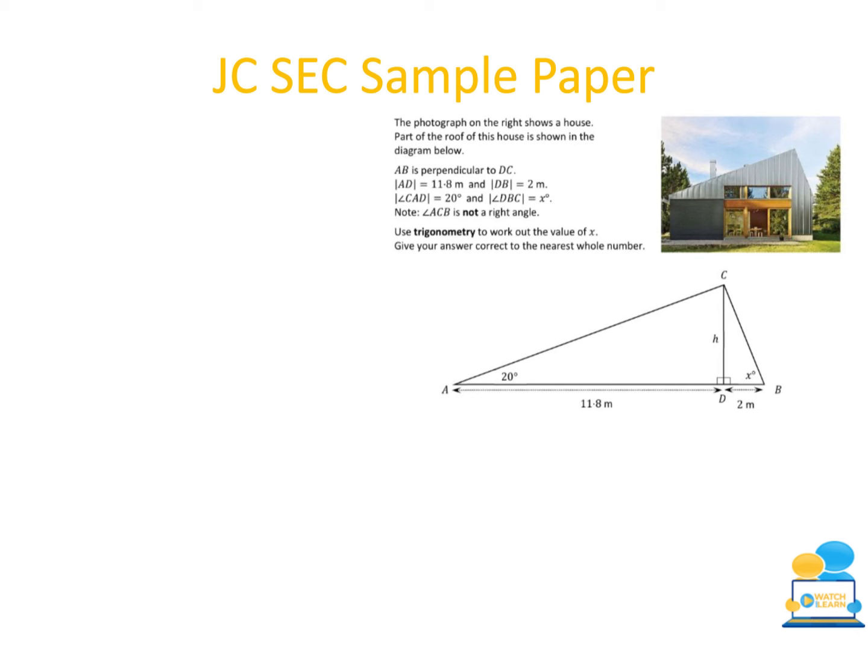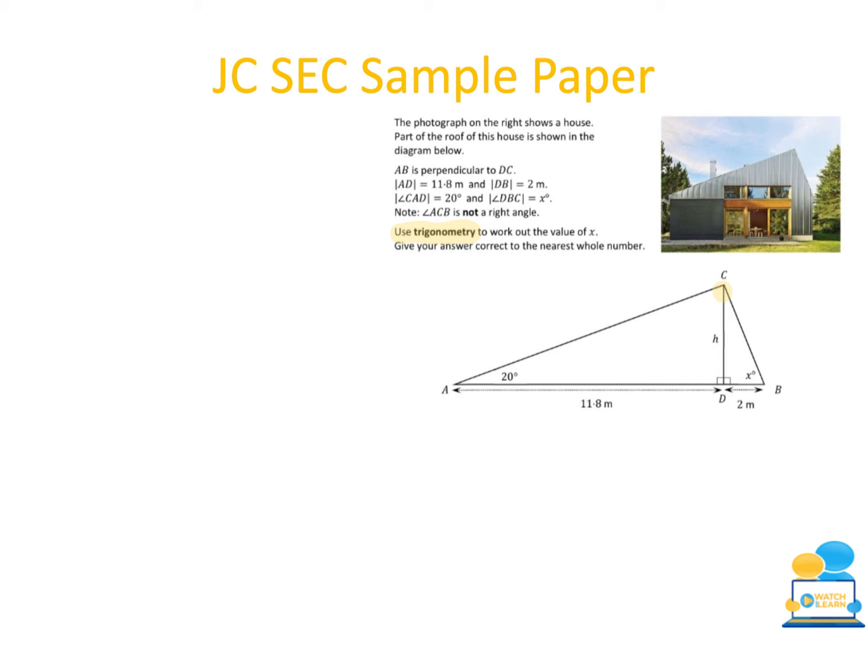AB is perpendicular to the line DC, where the length of AD is 11.8 metres, the length of DB is 2 metres, the angle CAD is 20 degrees, and the angle DBC is x degrees. It also tells us to note that ACB is not a right angle triangle. So they're telling us that this angle here is not a right angle. It then goes on to say to use trigonometry to work out the value of x and give your answer correct to the nearest whole number.